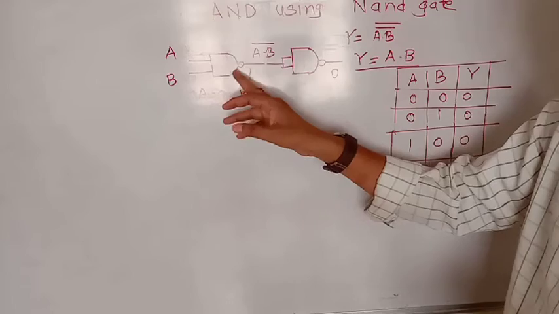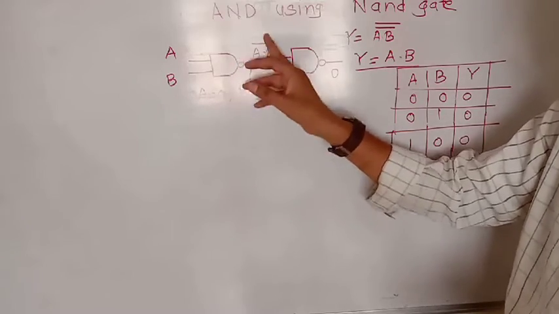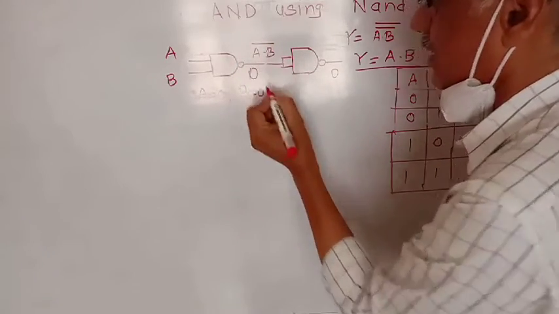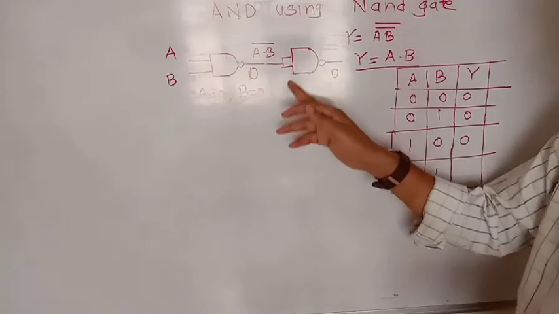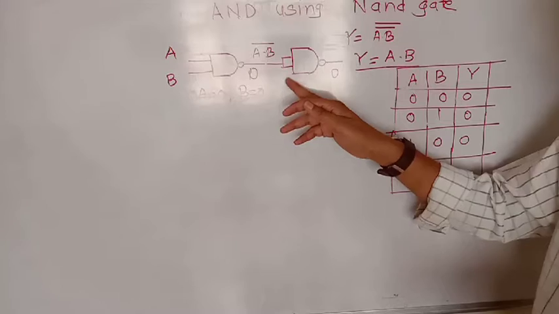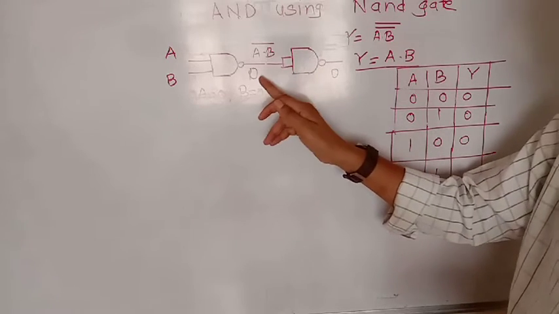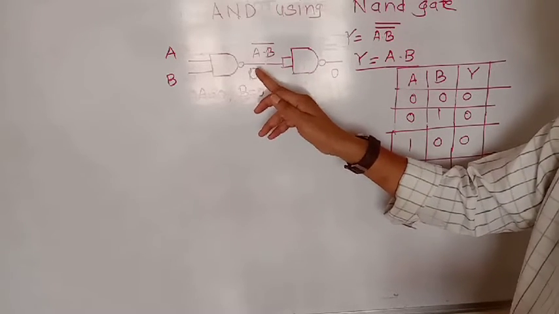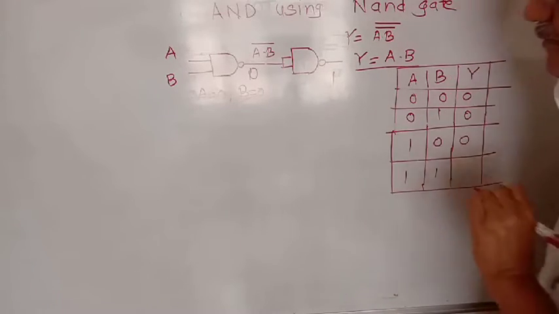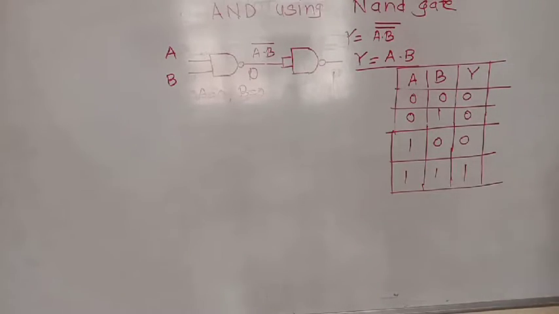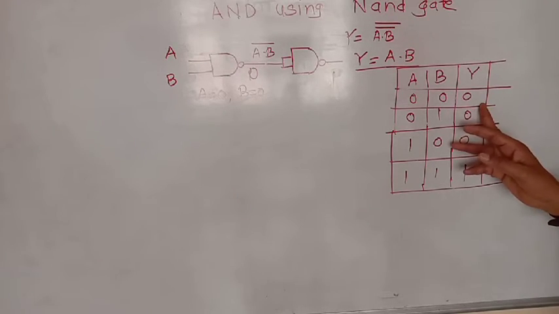So 1 into 1, 1, and 1 bar means 0. 0 is the input of this NOT gate. This NOT gate will invert this input, which is low or 0, and here we get output Y equal to 1. So 1, 1, 1. This is the truth table of AND gate.